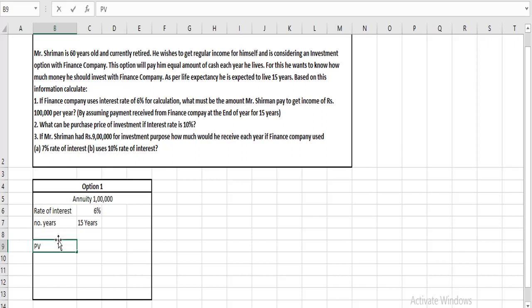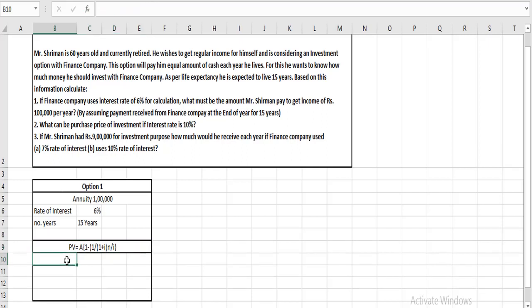So we can apply the present value annuity formula, which is present value equals annuity, which is the equal amount, times 1 minus 1 divided by (1 plus rate of interest) to the power n, and the whole divided by the rate of interest. This is the formula of present value annuity, and we have all the figures where we can now apply it.